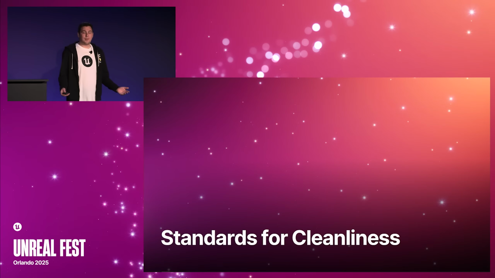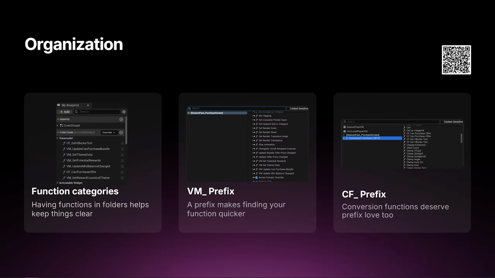All right, now let's talk about some tips for cleanliness and setting up your UI with MVVM. Every team has their own standards, but I thought it might be helpful if I show you some of ours. So the first thing you can do is to organize your functions into categories. Having them in folders helps to make things clear. There's a Viewmodel default category that you can use, or you can name your own. If you haven't used function categories before, you can find the field in the details panel when selecting your function.